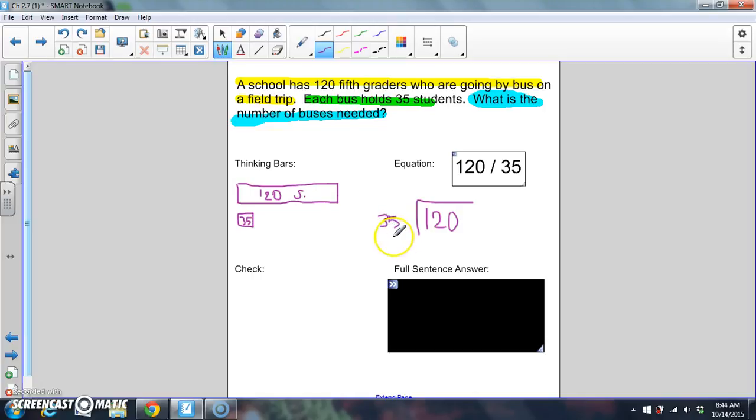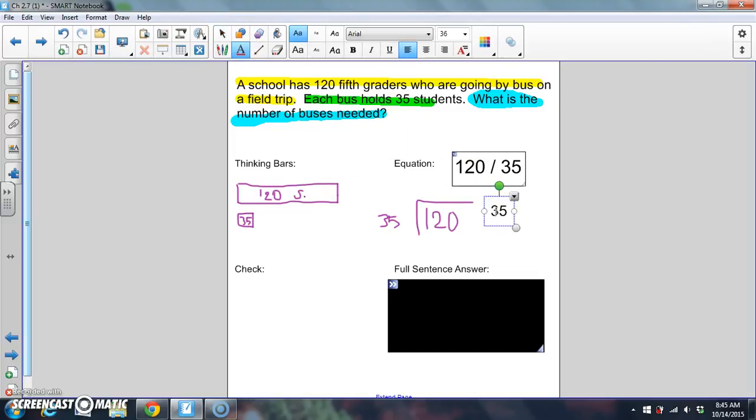Now, because I don't know the facts for 35 off the top of my head, I am going to write down my work probably off to the side somewhere. So I want to do 35 times 2. I'm going to be looking and sharing my work. What is 35 times 2, fifth graders? 70. Now 35 times 3.